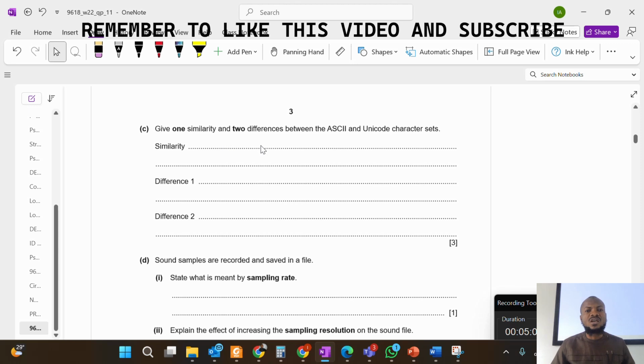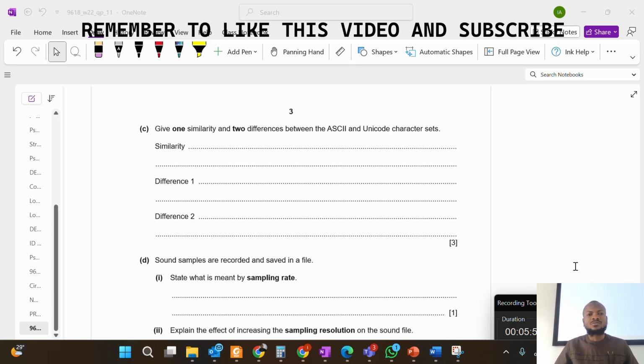Give one similarity and 2 differences between ASCII and Unicode character sets. So there are several similarities between ASCII and Unicode. One is both represent characters using unique code. The code used to represent a character is different from the code used to represent another character. Is that understood? And both can accommodate 8 bits in the representation of characters. I hope you understand that. Then the Unicode contains all the characters the ASCII also contains. So these are some of the similarities between ASCII and Unicode.